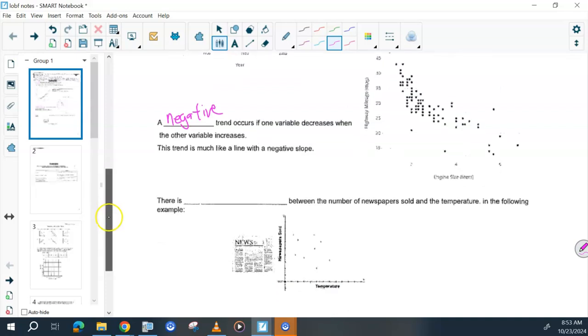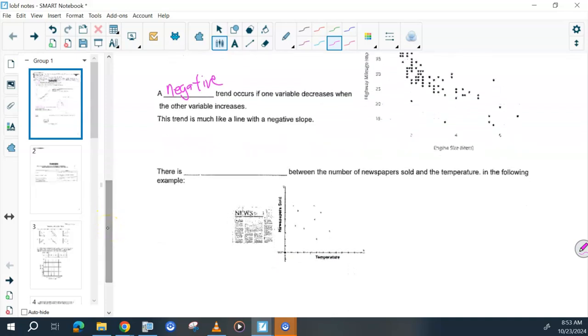This trend is much like a line with a negative slope. Then there was one other type. This is blank blank between the number of newspapers sold and the temperature in the following example. Anyone remember that other type? No correlation. There is no correlation. Okay, so previously we were using the word correlation instead of trend, but they are interchangeable, or association. All of those are interchangeable.